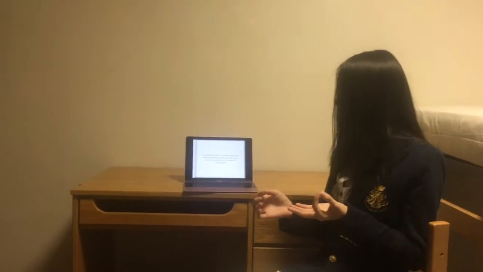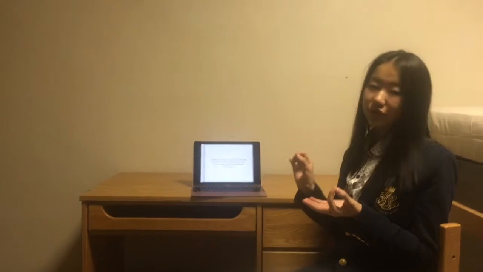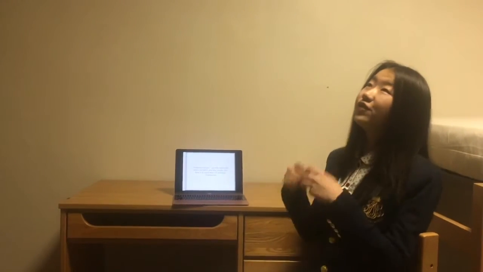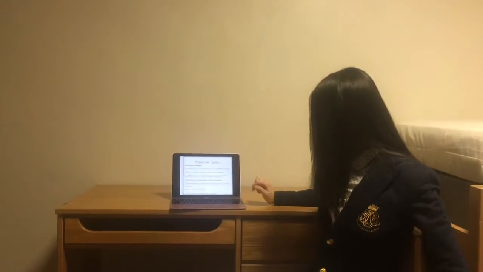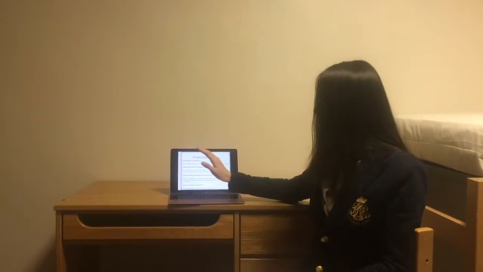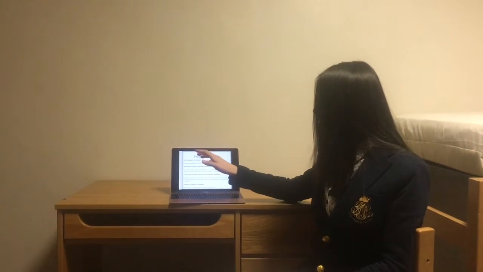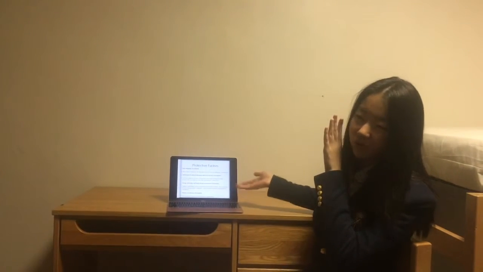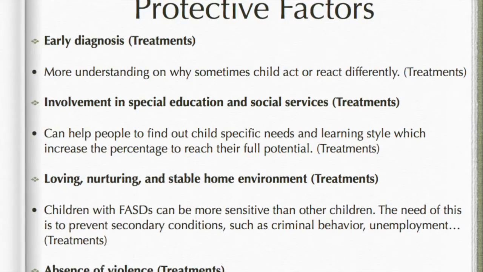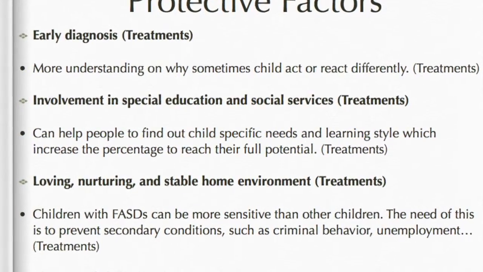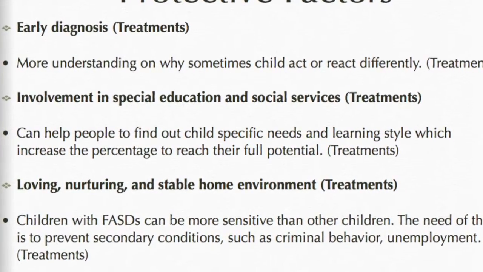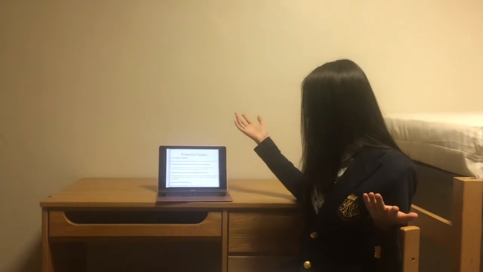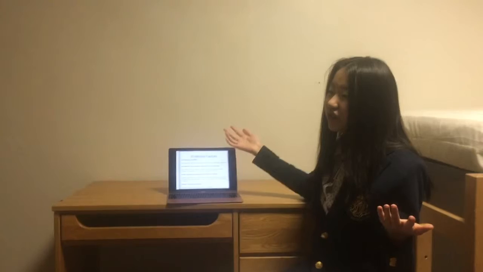So, protective factors. They are the things that help to reduce the effect of FASD and help people who have it reach their full potential. There are some protective factors. For example, early diagnosis. It gives parents more understanding of why children sometimes act or react differently. And involvement in special education and social services. It can help people find out their child's special needs and learning system, which increases their potential and percentage to reach their full ability.